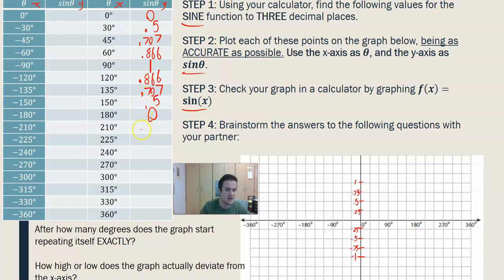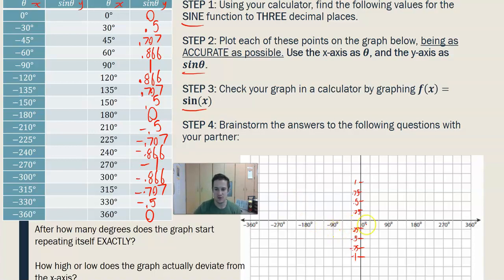Sine of 210 degrees is negative 0.5. Sine of 225 degrees is negative 0.707. Sine of 240 is negative 0.866. Sine of 270 is negative 1. Sine of 300 is negative 0.866. Sine of 315 is negative 0.707. Sine of 330 is negative 0.5. And sine of 360 is 0. So this is going to be the right half of our grid. This is what I want you to be writing down in your grid, either on guided notes or on a piece of paper, whatever it may be.